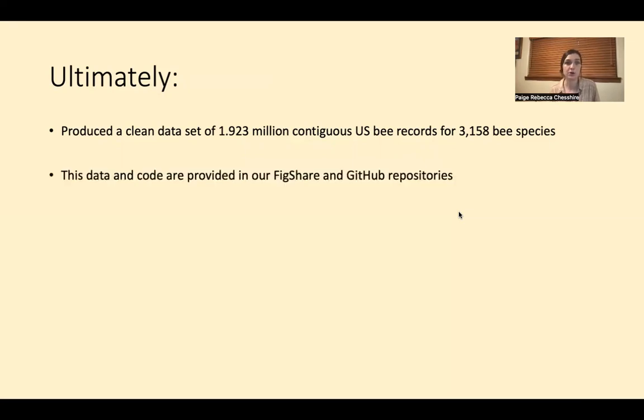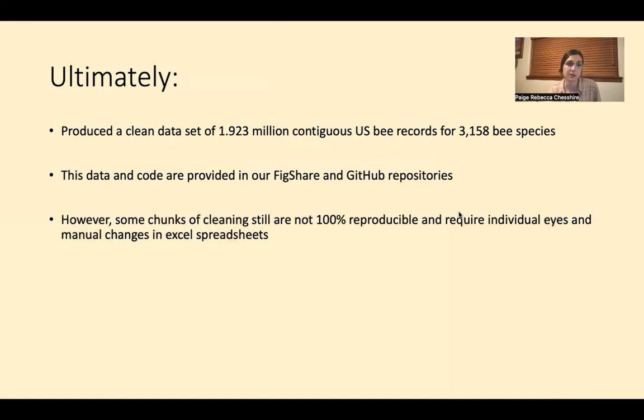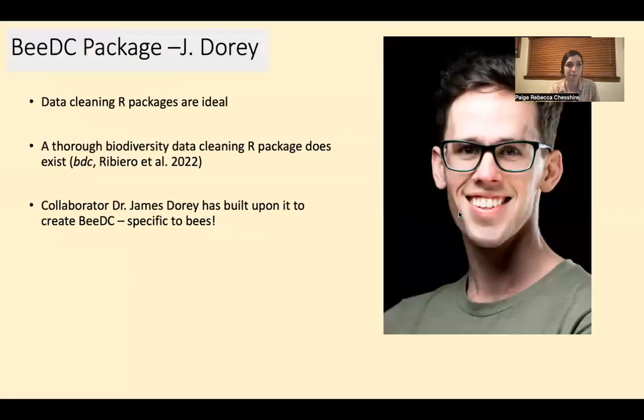And this data and code are provided in our Figshare and GitHub repositories, both of which are linked to the Ecography manuscript. But as you just saw, some chunks of the cleaning are still not 100% reproducible and require individual eyes and opinions and manual changes in Excel spreadsheets. So while this was a giant undertaking, there are still some things that I would like to be more reproducible. And so ideally, all of this can happen using R scripts alone.